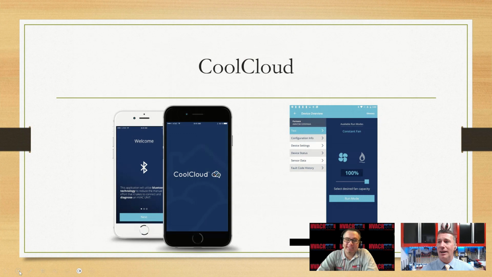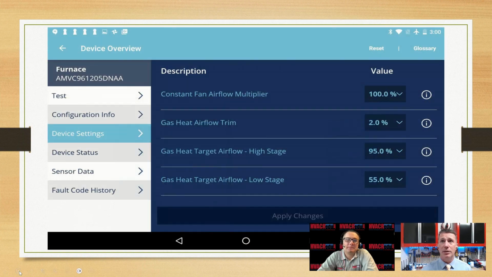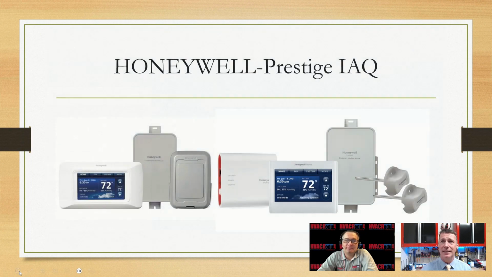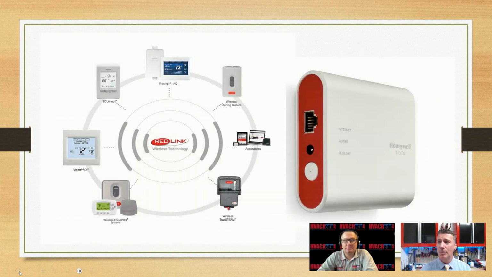We don't have to hang out on this. This is just part of that Cool Cloud app that they're using, so I can remotely control all that communicating stuff with my legacy thermostat. There are other communicating systems, and I just want to clarify those. We still have a few minutes left, so I want to talk about those.